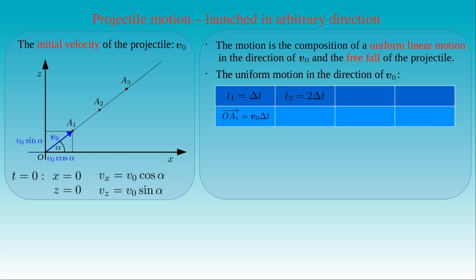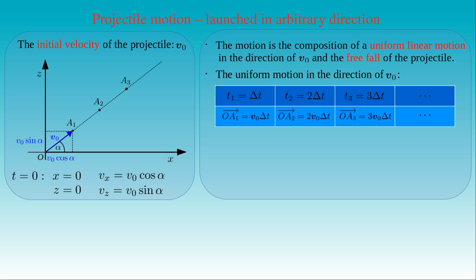Then the distance vector between the points O and A2 is equal to 2 times v0 times delta t. The time t3, at which the body passes through the point A3, is given by 3 times delta t, and the distance vector between the points O and A3 is equal to 3 times v0 times delta t. We could continue this process with further points on the path of the uniform linear motion.